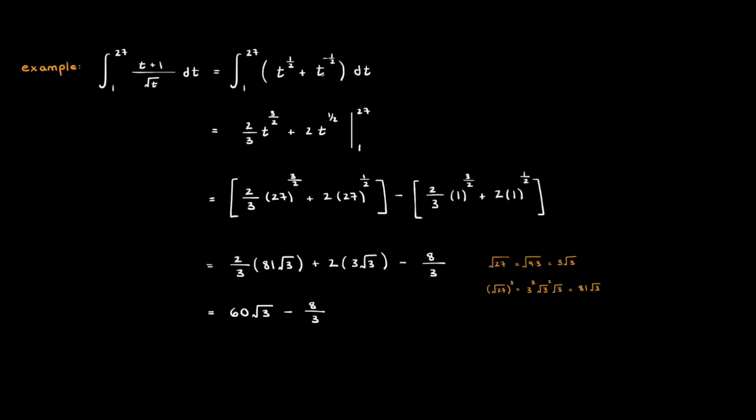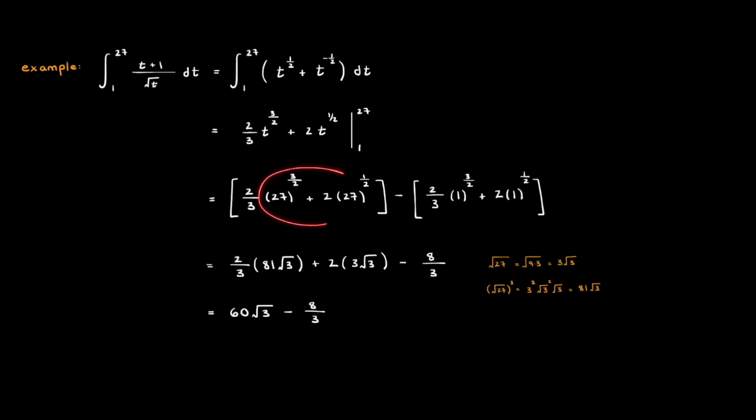Similarly, for this next term, I have to add 1 to the exponent, which gives me 1/2, and I have to divide by the new exponent. Dividing by a half is the same thing as multiplying by 2, and you get this antiderivative. Now we can go ahead and evaluate this antiderivative from 1 to 27. So you plug 27 into this function, and you plug 1 into this function, and subtract the outputs. So this is what happens when you plug in 27, and this is what happens when you plug in 1.